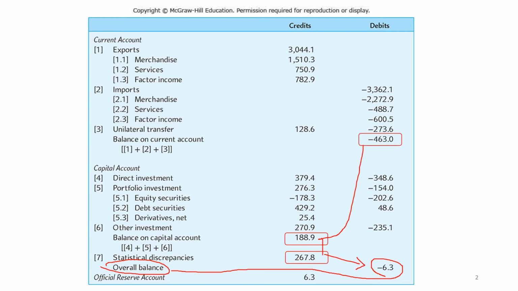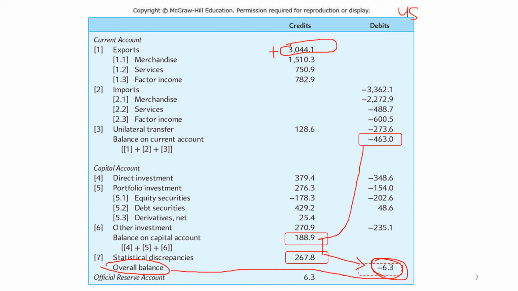Okay. So just a side note, as we mentioned before in the lecture, whenever you see a positive number here in the balance of payments, that means it's a positive cash flow into the country, right? So in this case, we're talking about cash flows in and out of the US, okay? So as we can see here, the overall balance for the US in 2015 is minus 6.3 billion.